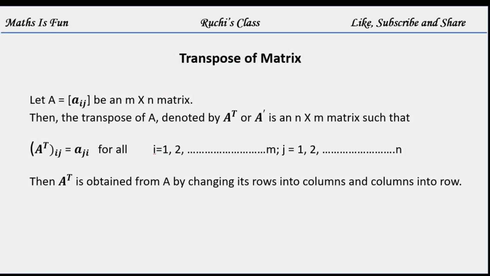So we are done with the multiplication of the matrix and we have done a few questions also, and now I will start transpose of a matrix. Okay, so actually what do you mean by transpose of a matrix? Let A equal to Aij be an M cross N matrix. Then the transpose of A, denoted by A raised to the power T or A raised to the power dash, is an N cross M matrix such that A transpose ij is equal to Aji for all i belonging to M and j belonging to N.